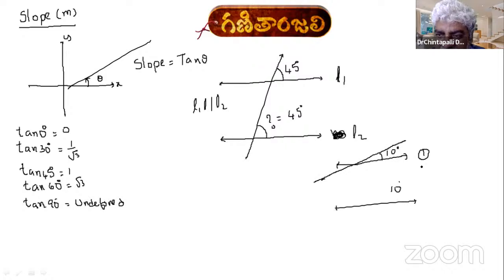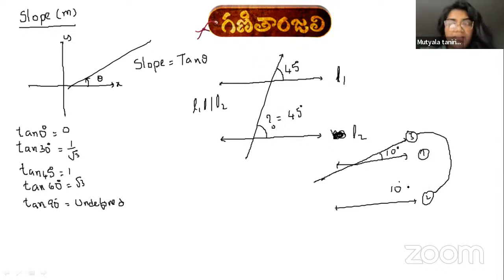See, this is line 1, and this is line 3. It's very clear that line 3 makes an angle of 10 degrees with line 1. Now the point is, what's the angle between lines 2 and 3? 10 degrees. The reason is that 1 and 2 are parallel.